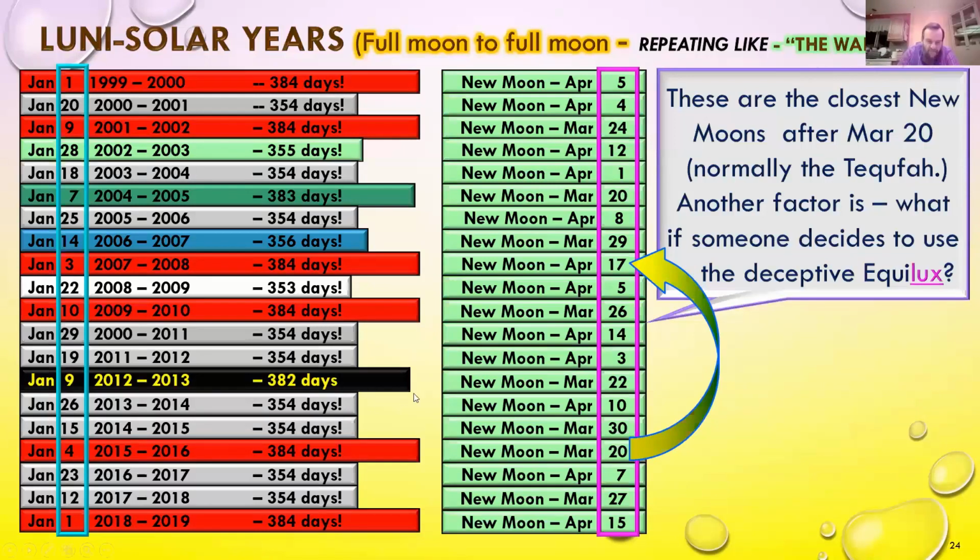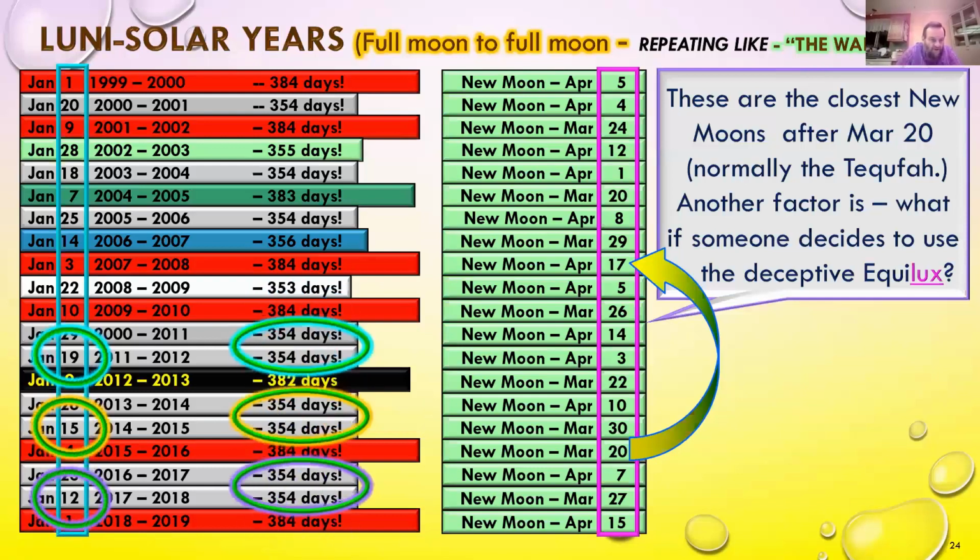Now let's go over here. If you can see my cursor, here's these two gray squares, 354, each one, 354 days. And it appears like those have duplicated. See, they got the same number of days. But what about the dates? What dates did it take to accomplish that 354-day year? See, the dates are different, the dates are different, dates are different. So it is not repeating in a mirror-like fashion, not like the Tequfah.